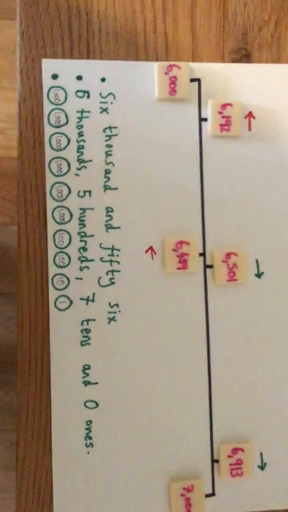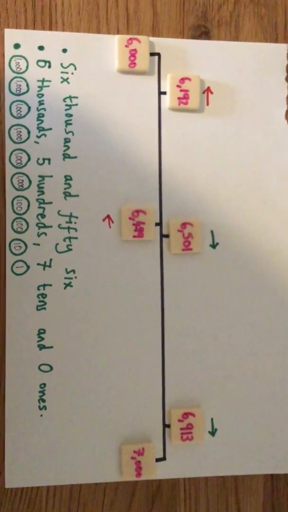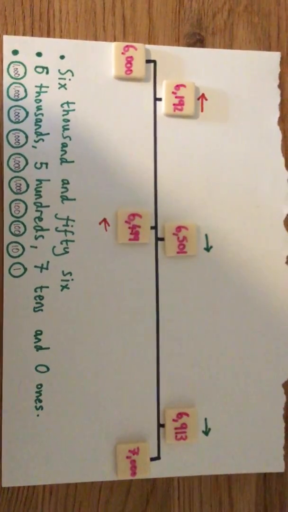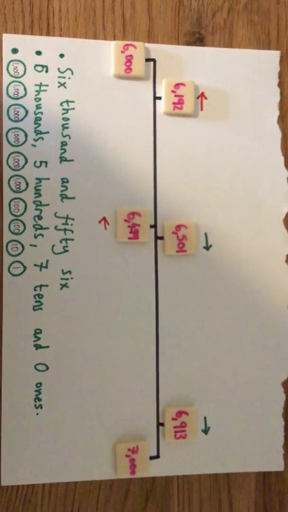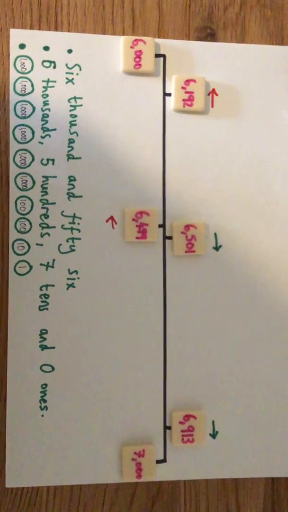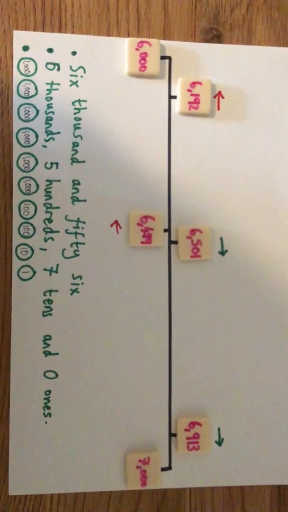Now I've set three other numbers that I would like you to put on your own number line. It'd be great if you could also create this number line using either Scrabble counters or scraps of paper or any other resources you have around the house. But I would like these three numbers to also go on it.